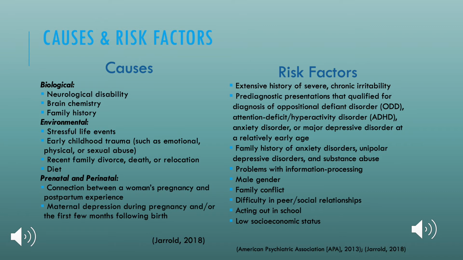There are several factors that may cause the development of DMDD. These factors include biological, specifically neurological disabilities, brain chemistry dysfunctioning, and a family history of mental illness. It includes environmental factors, and these are stressful life events. It may be early childhood trauma, such as emotional, verbal, physical, or sexual abuse, recent family divorce, separation, death, or relocation, and diet.